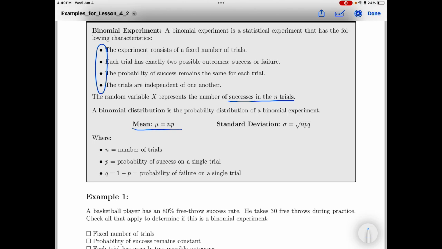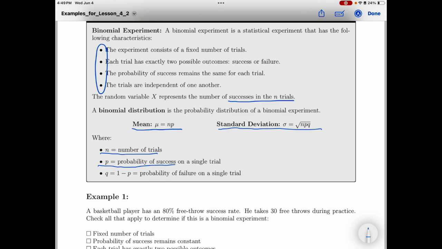Now, the mean of this distribution is calculated by taking the number of trials, which is n, labeled here, times the probability of success, that's your p. And that's specifically on a single trial. Let me emphasize that.